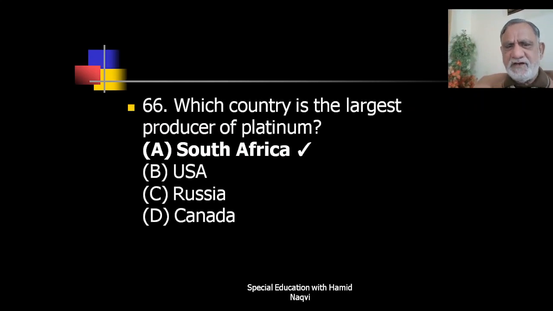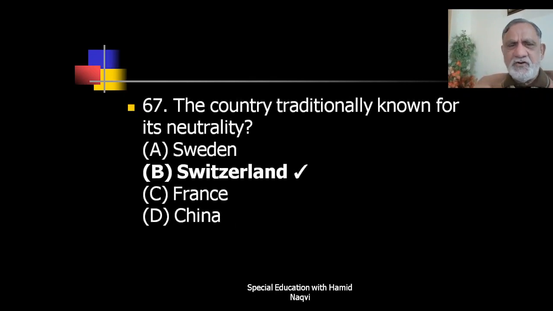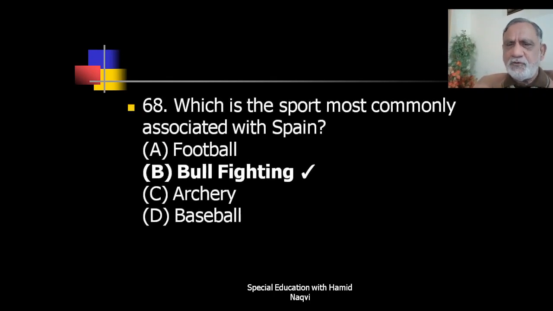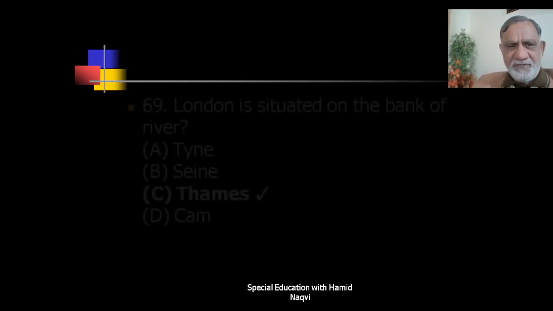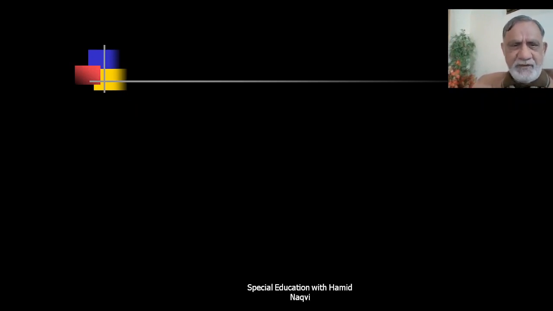Which country is the largest producer of platinum? It is South Africa. The country traditionally known for its neutrality? It is Switzerland. Which is the sport most commonly associated with Spain? It is bullfighting. London is situated on the bank of which river? It is the River Thames.